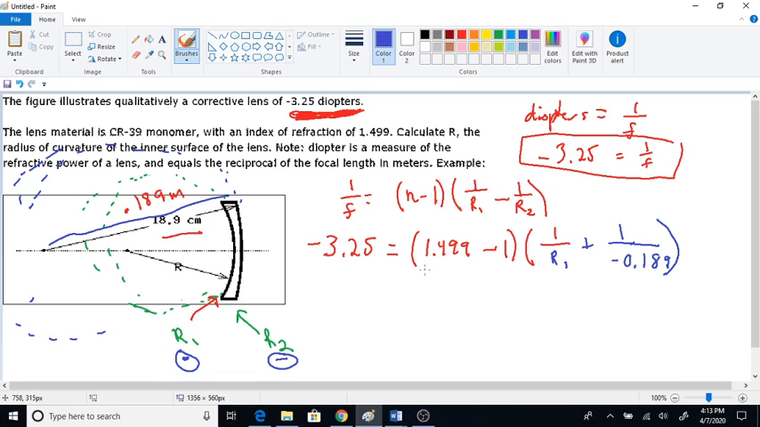There's a little bit of algebraic manipulation here, a little algebra to brighten our day. There are hundreds of ways to solve this. Just because I solve it one way algebraically doesn't mean your way isn't right too. So this is 0.499, because 1.499 minus 1 is this. And I'm just going to divide those two right there.